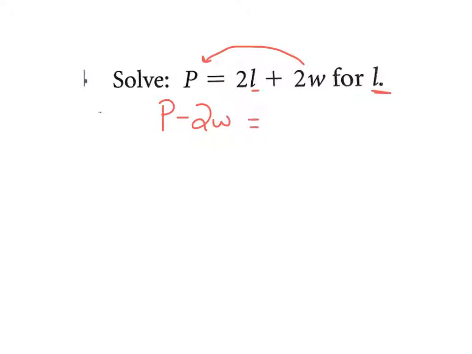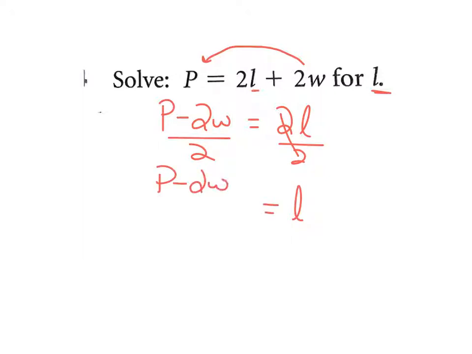Make it p minus 2w is 2L. And all that leaves me with is just the 2 with the L. And because it says 2 times L, I'm going to do the inverse of that and divide both sides by 2. And I end up with p minus 2w over 2.